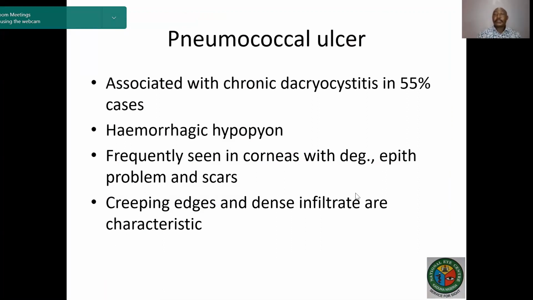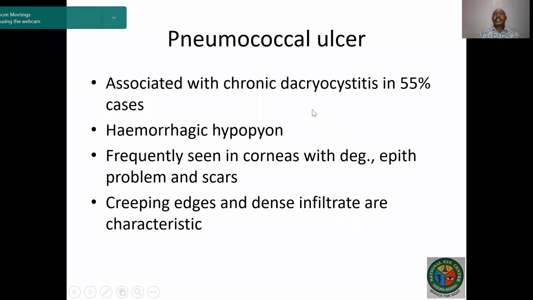Another common bacterium that we encounter causing corneal ulcers is the pneumococcus. It is recorded in some studies that as high as 55% of patients with chronic dacryocystitis present with pneumococcal corneal ulcers. But generally, trauma is also a very common causative factor or risk factor for pneumococcal ulcers.